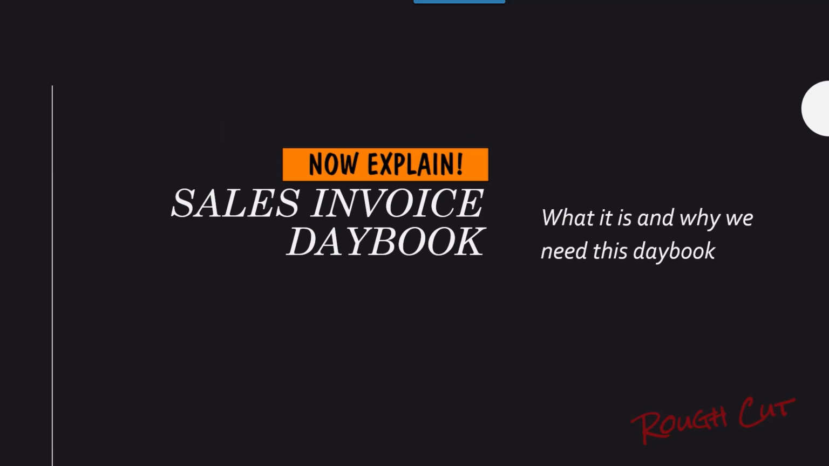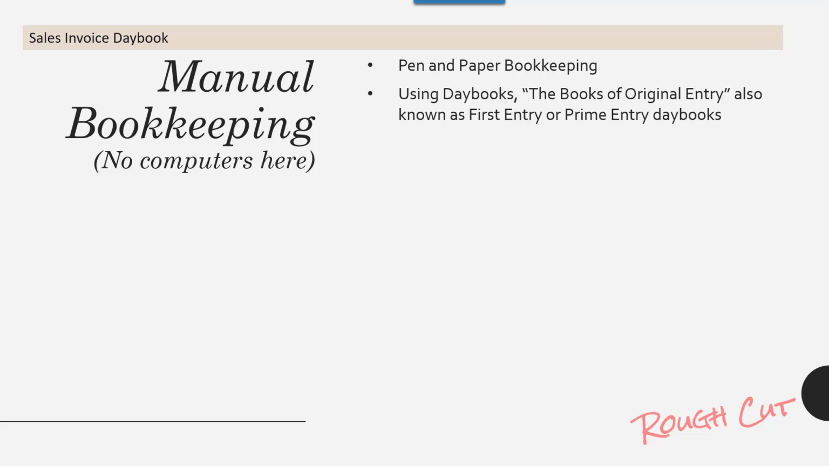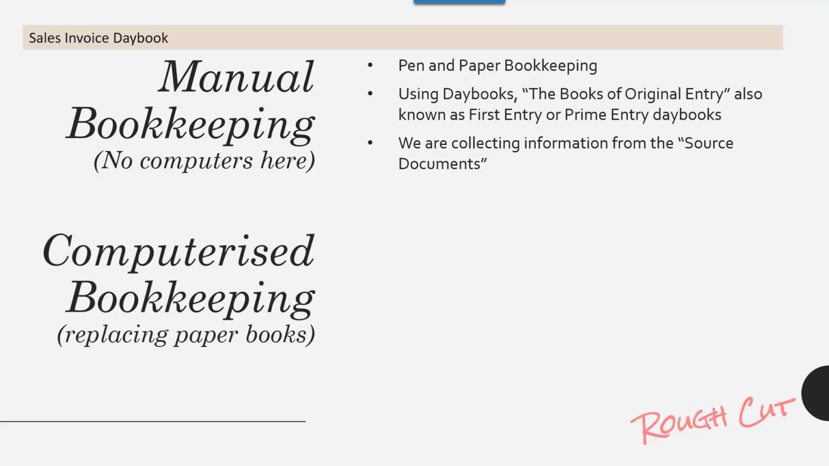So the Sales Invoice Daybook, what it is and why we need this daybook. So manual bookkeeping, there's no computers. We have pen and paper bookkeeping. We use daybooks, your books of original entry, also known as first entry or prime entry daybooks. We're collecting information from the source documents.